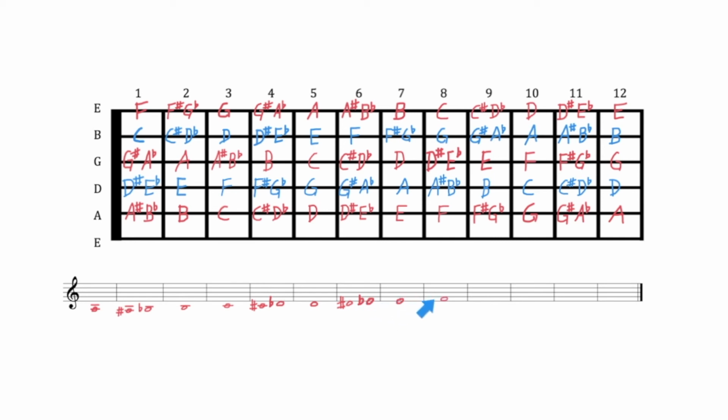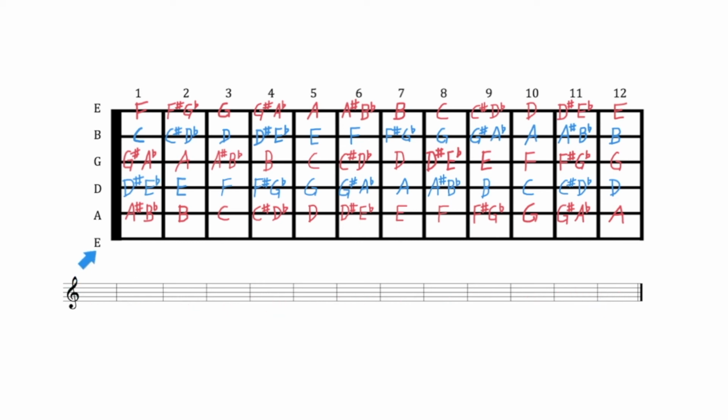Next we have F on the 1st space, followed by F sharp on the same space, and G flat on the 2nd line. Then we have G on that same line, followed by G sharp on the same line, moving to the 2nd space for A flat, and finishing it off with A on the same space.